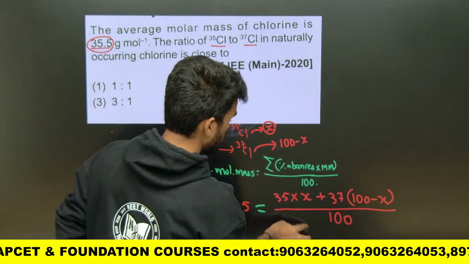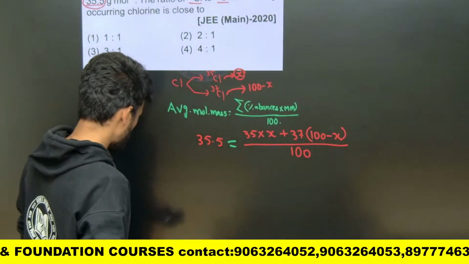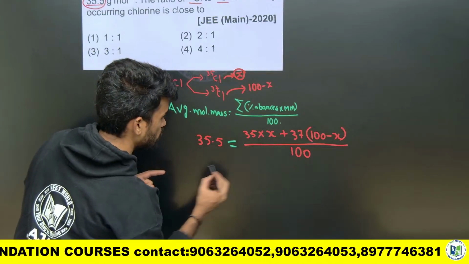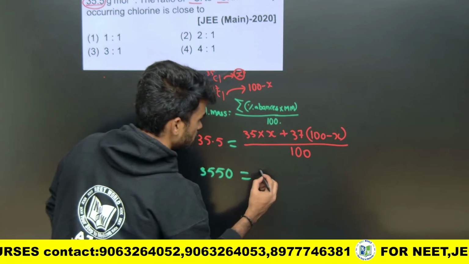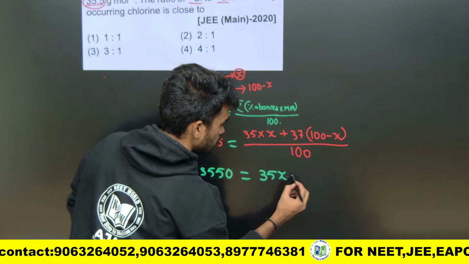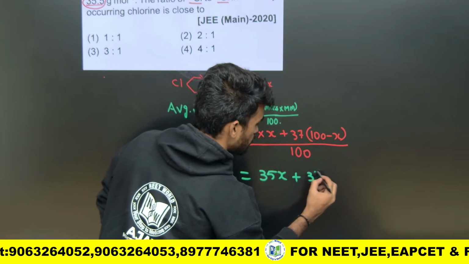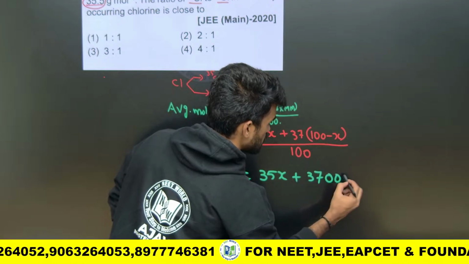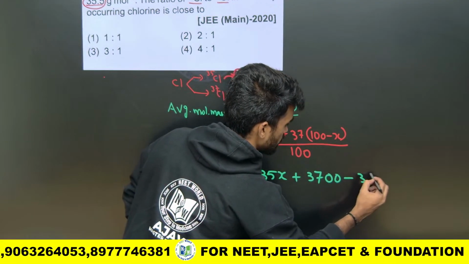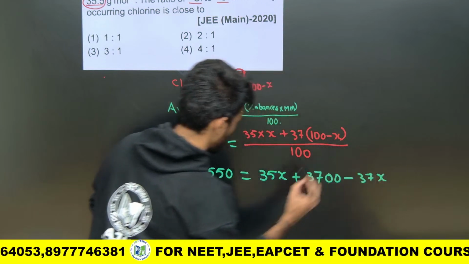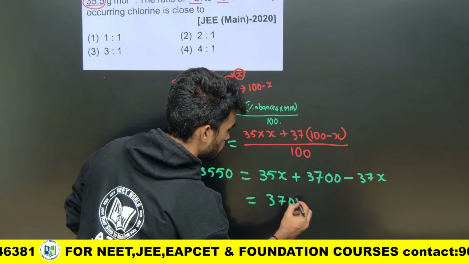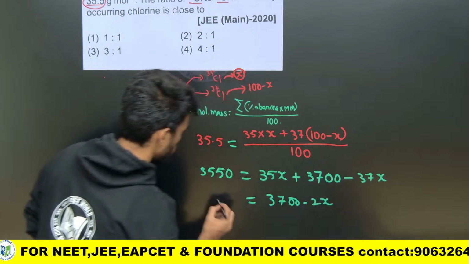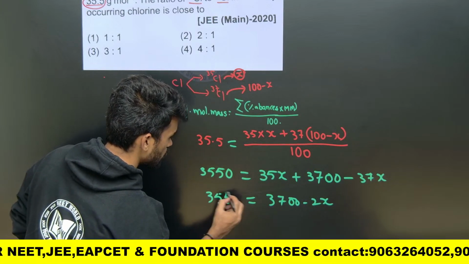Now try to simplify this. If you simplify, what will you get? 35.5 into 100 is 3550, right? So this will be 35x plus 3700 minus 37x. This is what you will get here. By simplifying this you will get 3700 minus 2x. Here it will be like this.